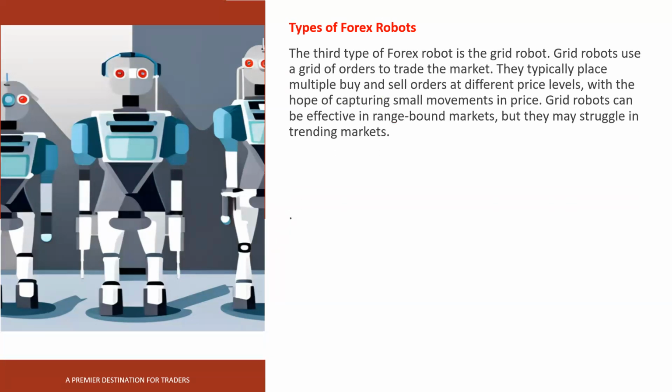Okay. Now the third type of Forex robots is basically the grid type robots, where, it's not necessarily a third type, but the grid bots are used to place orders.